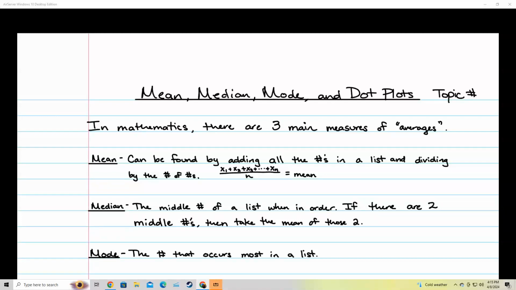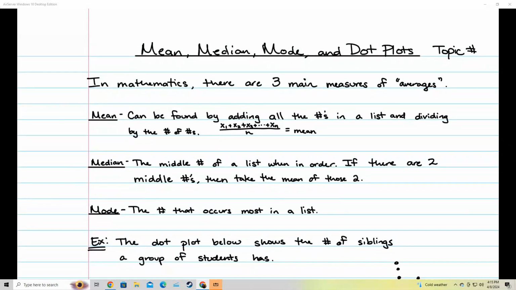Okay, today's topic is going to be on mean, median, and mode and dot plots. So go ahead and take a minute. You can go ahead and pause the video and jot everything down. I'm going to assume you already did that. We're just going to get started.